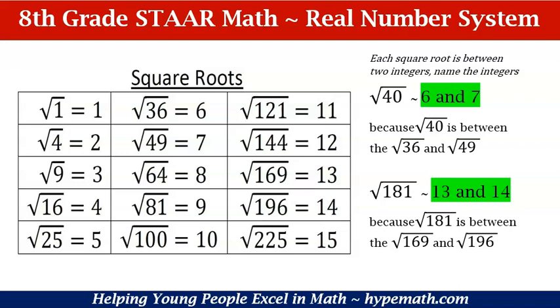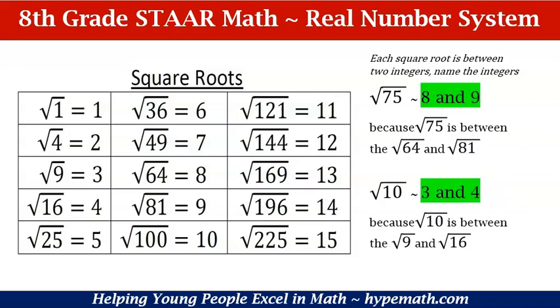Looking at the square root of 181, which two square roots does it fall in between? It is between the square root of 169 and 196. The square root of 169 is 13, and the square root of 196 is 14. So the square root of 181 falls in between the two integers 13 and 14. Let's move to the next two square roots.